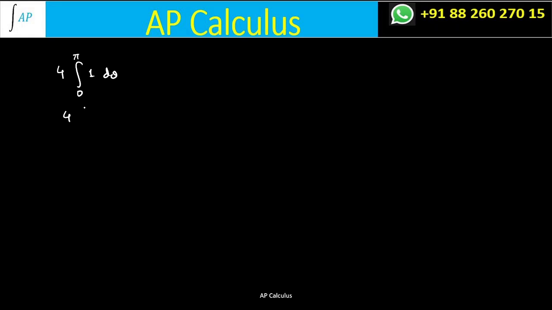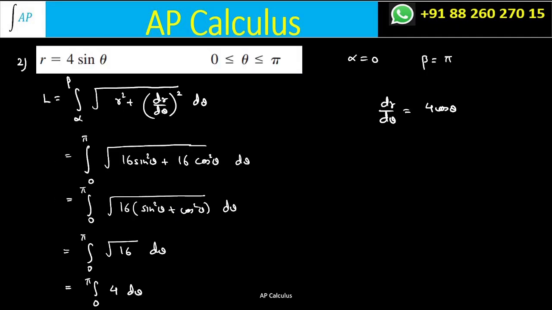So integration of 1 will be theta with respect to theta, and 0 to pi we are integrating. If you put the upper limit minus lower limit, that comes out to be 4 pi. So the length of the arc is 4 pi in this particular question. This was quite an easy one.